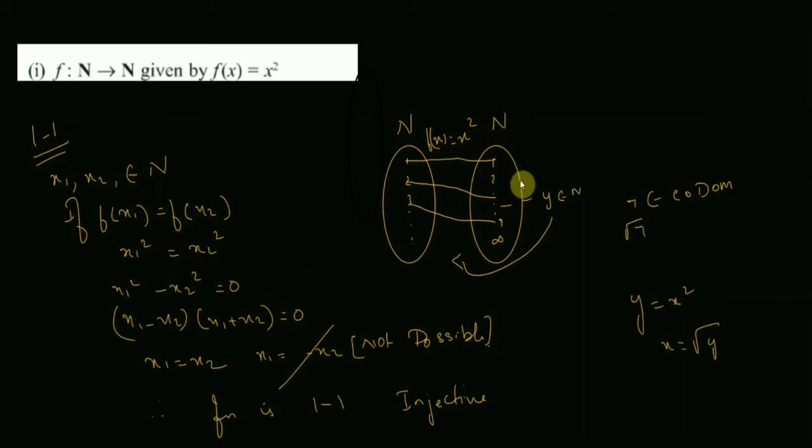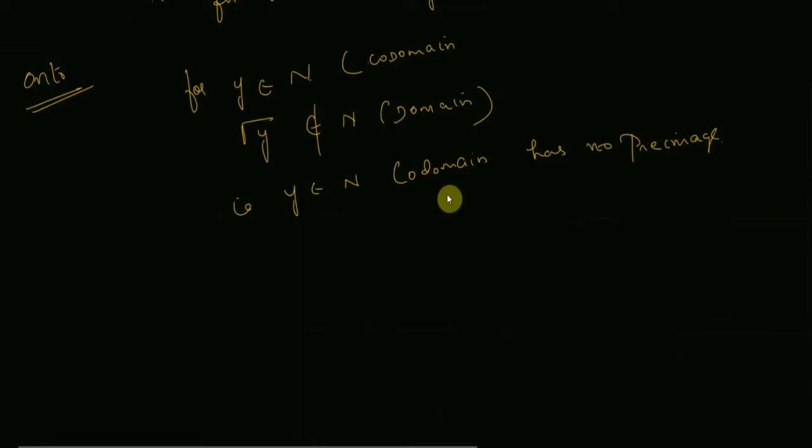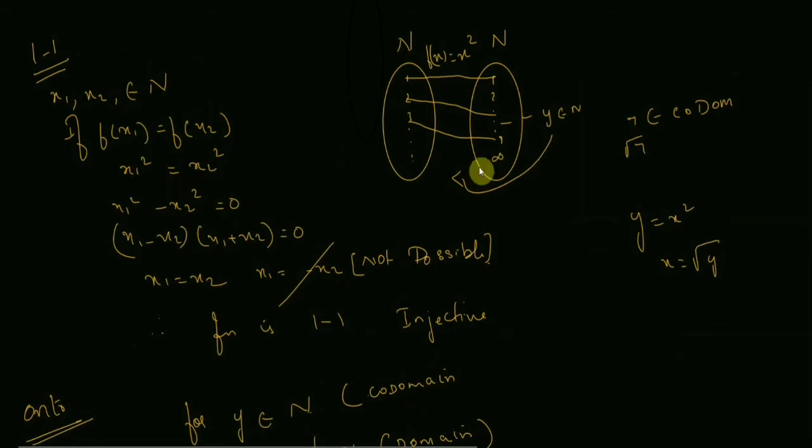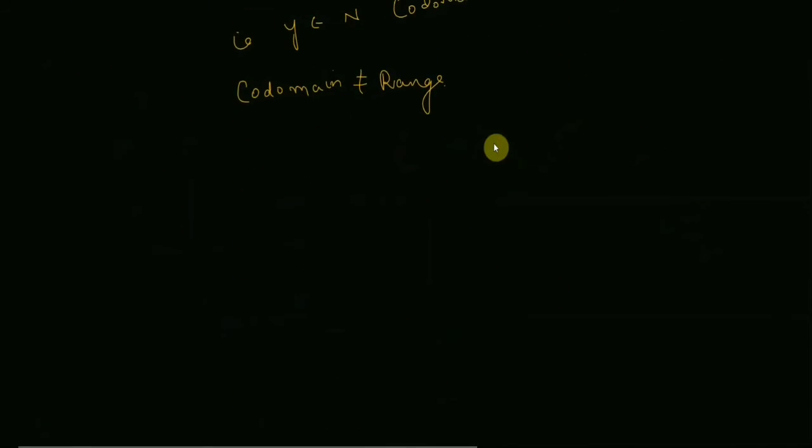If you take 16, so some elements are left out. Onto function means all the elements in the codomain should be used, but some elements are left out. That means codomain is not equal to the range. Codomain is a full set. Range has only a few elements: 1, 4, 9, 16. Only the square numbers are the range. So they are not equal. So it is not onto. That means it is not surjective.